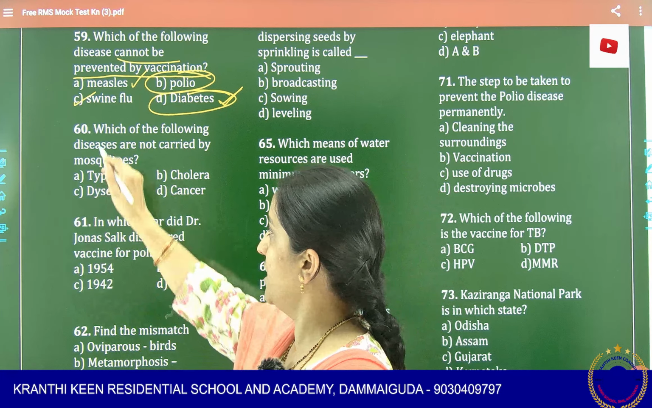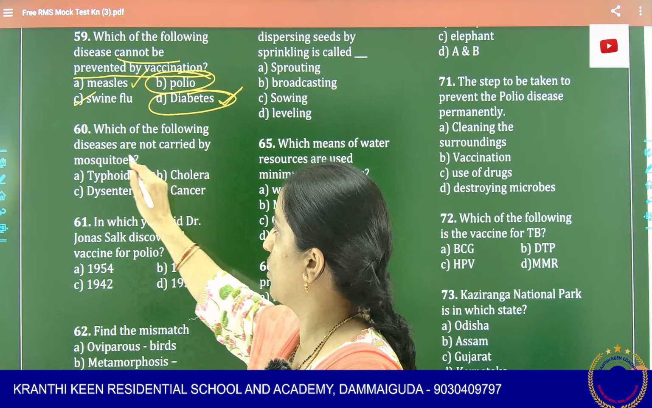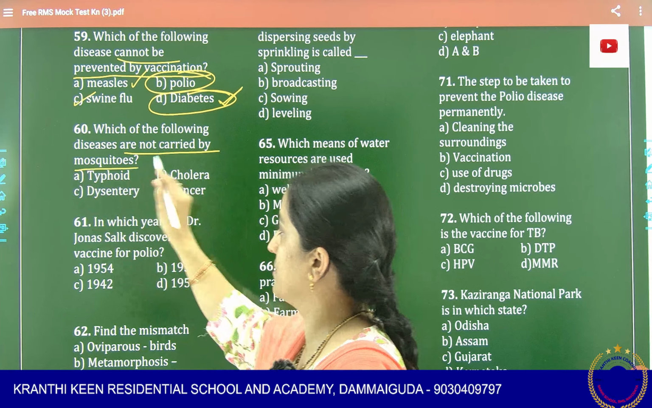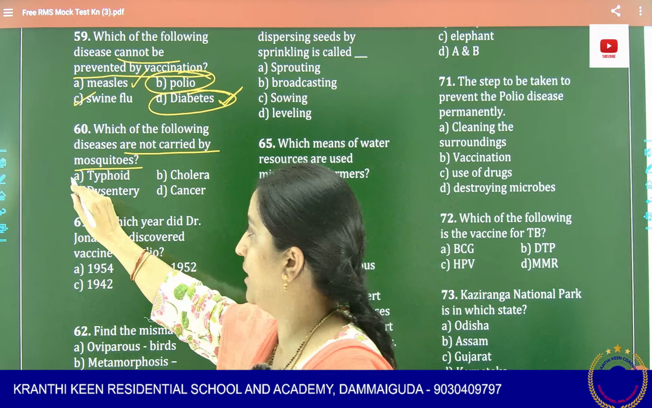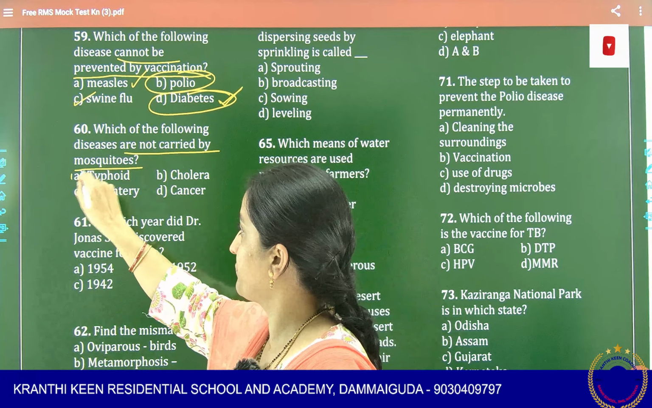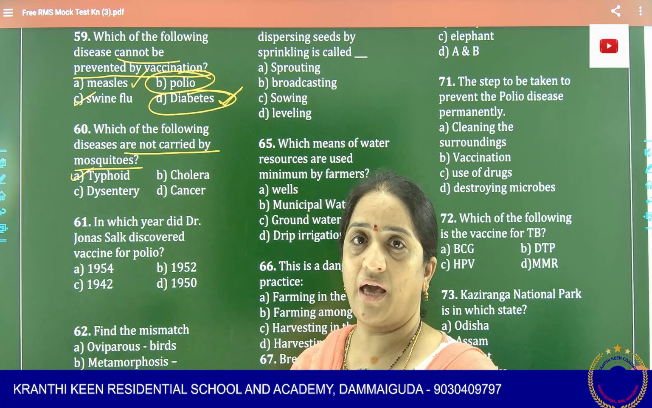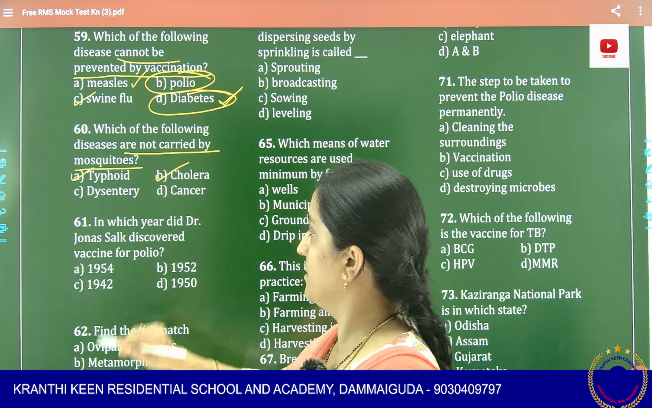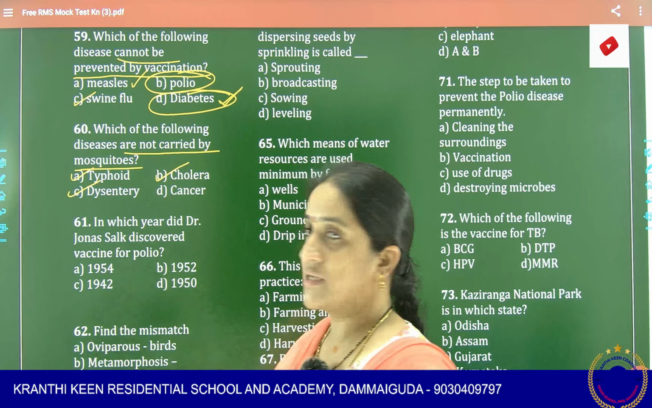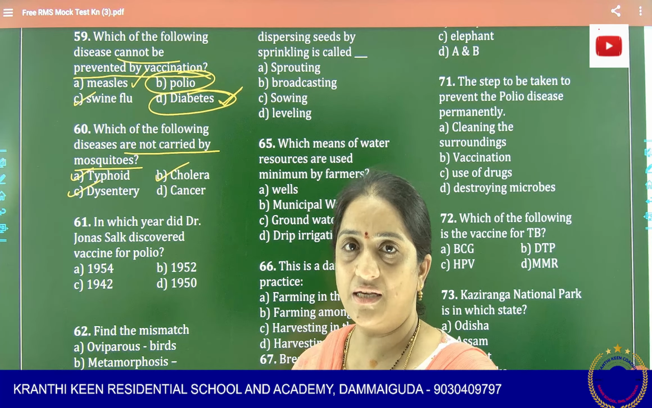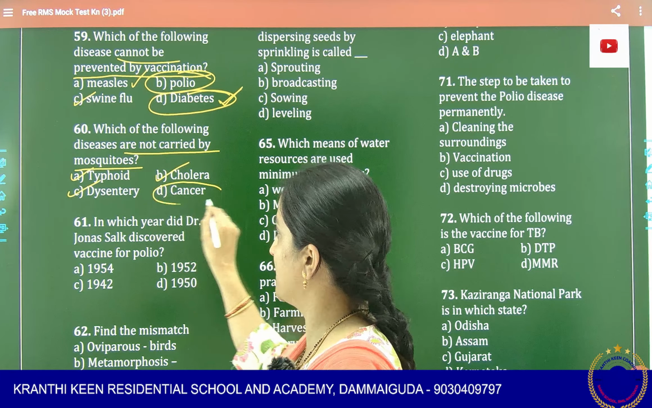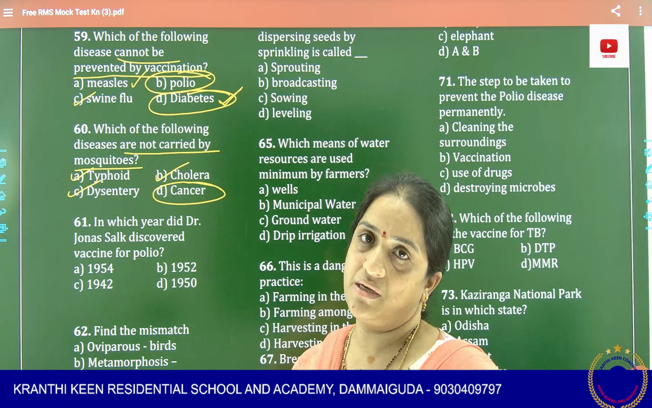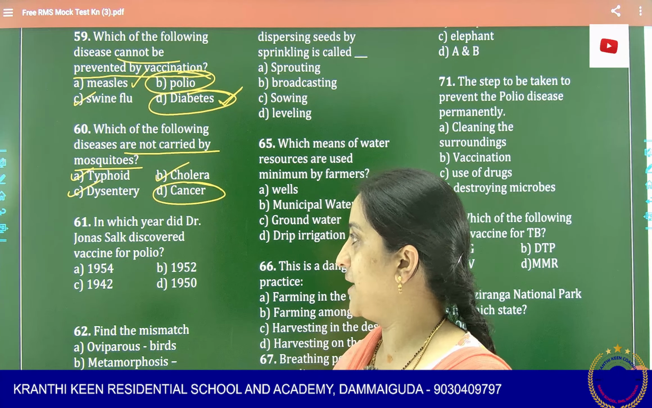Next, question number 60. Which of the following diseases are not carried by mosquitoes? Here, vectors, typhoid, cholera, dysentery, mosquitoes are the reason for carrying these diseases, whereas cancer is not carried by mosquitoes. So option D is the right answer.